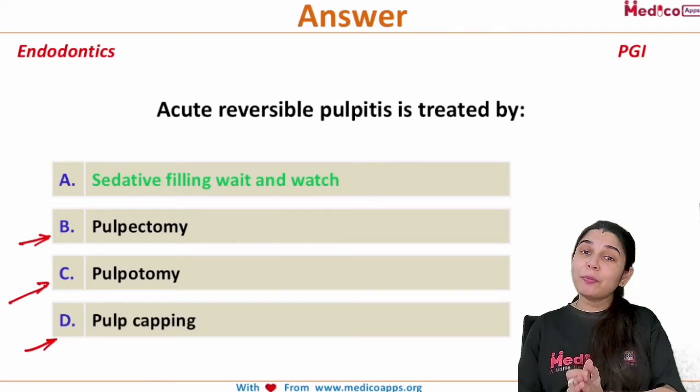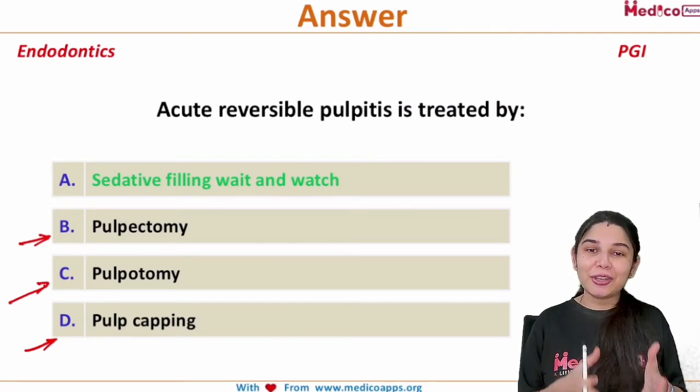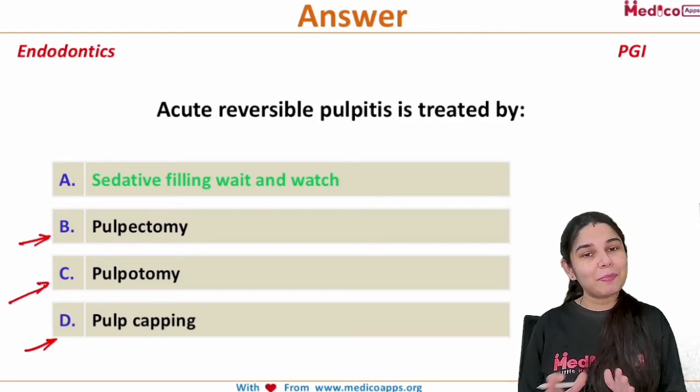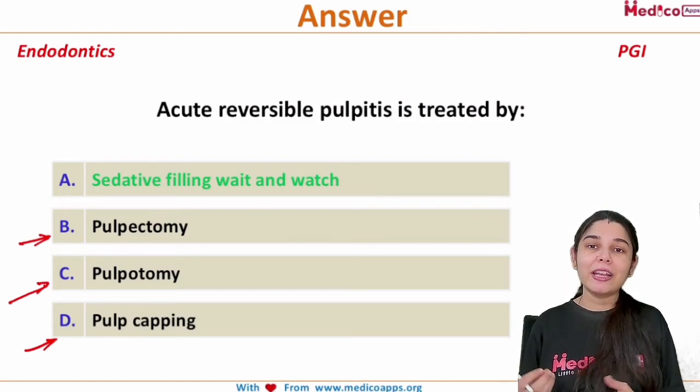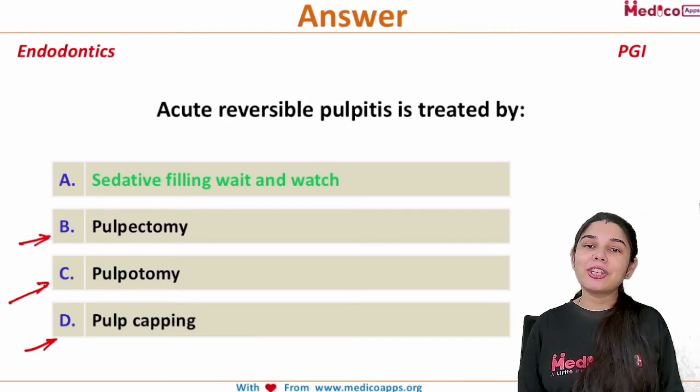So I hope you have understood the answer to your question, that acute reversible pulpitis is simply treated by putting a sedative filling and keeping the patient under observation. I hope you have understood this question.